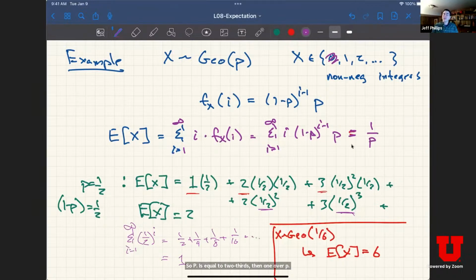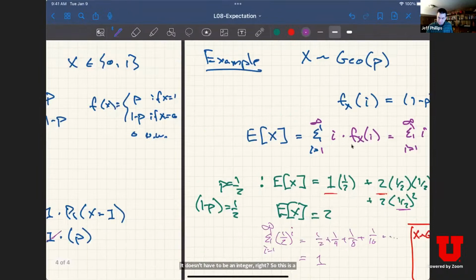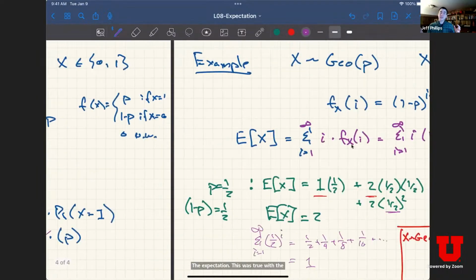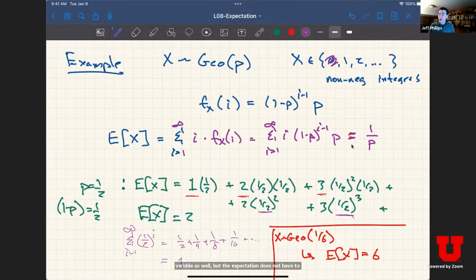For instance, if we have a die, and I want to know the probability I get a value greater than 2, so 3, 4, 5, or 6, then the probability is 2/3. The expected number is 1.5 rolls before I get something larger than 2. So it does not have to be an integer. This is a little weird. This was true with the Bernoulli random variable as well. The expectation does not have to be one of the possible outcomes of the random variable. It can be a real value, even if the outcome is discrete. That can be a little tricky to think about.